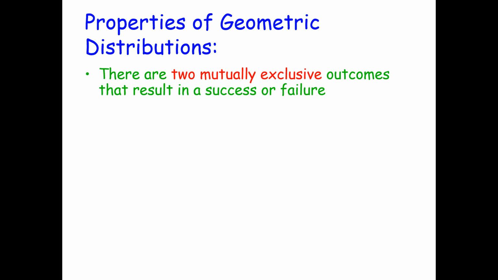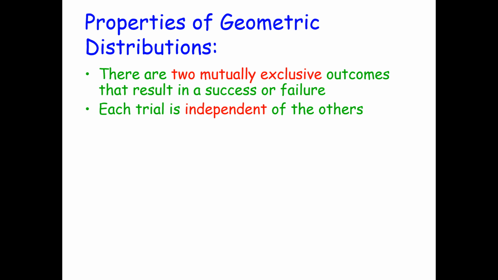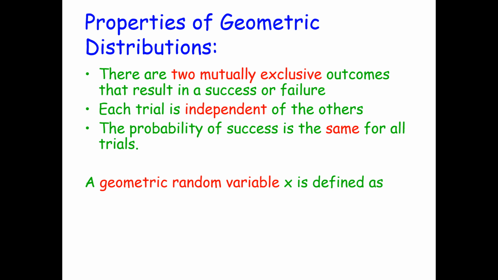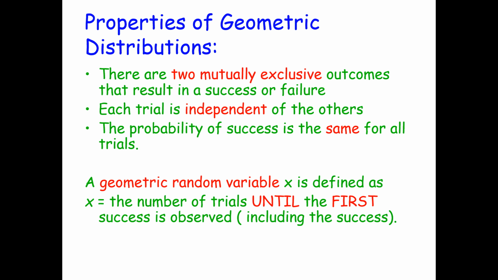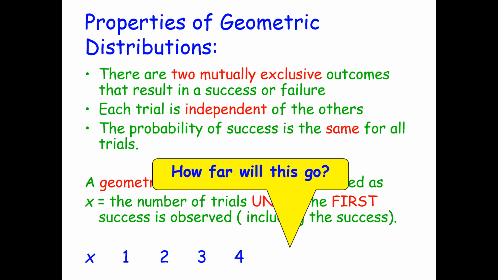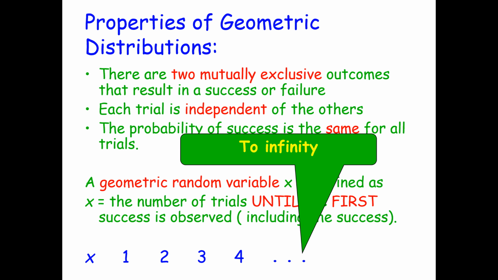So here are the properties of a geometric distribution. There are 2 mutually exclusive outcomes that result in a success or failure, and each trial is independent of the others. The probability of success is the same for all trials. So a geometric random variable x is defined as x equals the number of trials until the first success is observed, including the success. So what are the possible values of x? Well, we could have 1, 2, 3, 4. So how far will this go? Well, it'll go to infinity.